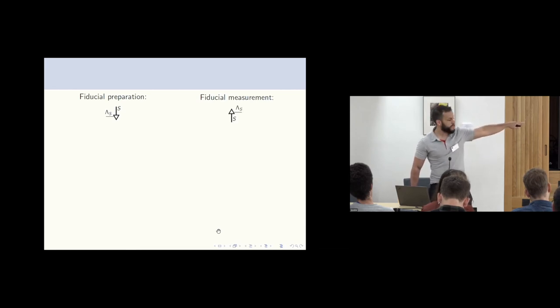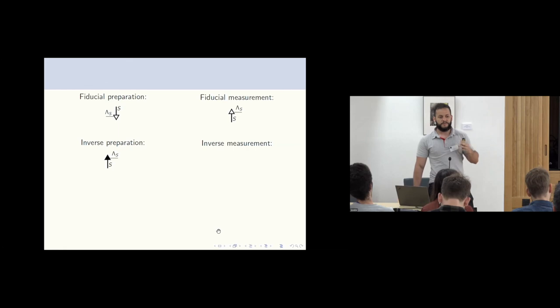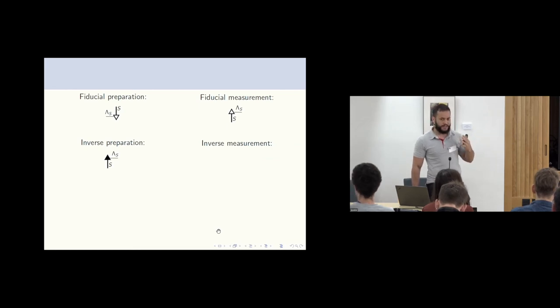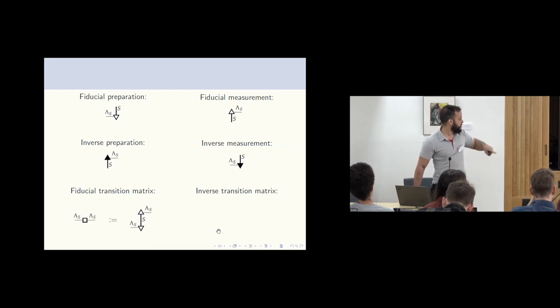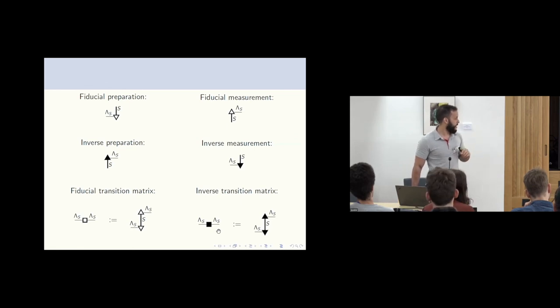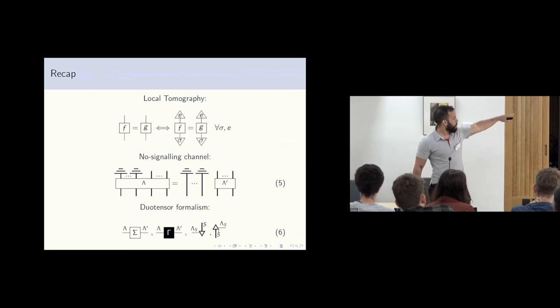You similarly define a fiducial measurement for each system. And because these fiducial preparations and measurements are informationally complete, even though they don't have physical inverses, they have mathematical inverses. And we will represent these mathematically well-defined but not physical inverses by using the same symbols but in black instead of white. So we will have an inverse fiducial preparation, an inverse fiducial measurement. And using those pieces, we can construct a fiducial transition matrix. That is, you have classical inputs and classical outputs. And you have the inverse of that fiducial transition matrix represented as a black square constructed from the inverse preparations and measurements. A detail that is important about all of those pieces is that all of them are discard preserving.